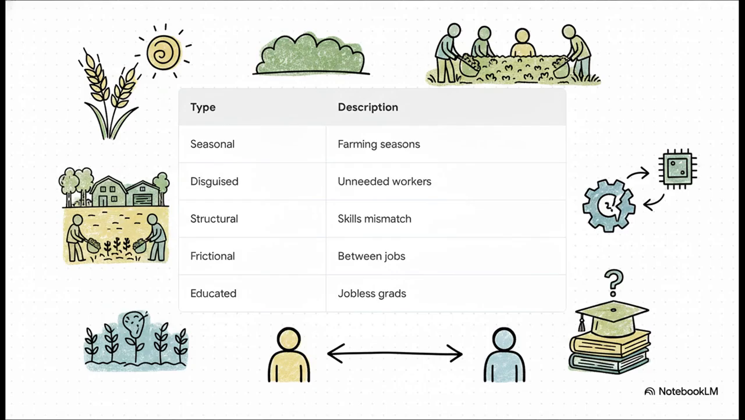But look at disguised unemployment. This one is tricky. Imagine a farm that only needs 3 workers to harvest the crops, but 5 family members are out there working the field. Those 2 extra workers, they aren't actually adding to the total output. They look employed, but their labor is technically unnecessary. That right there is disguised unemployment.